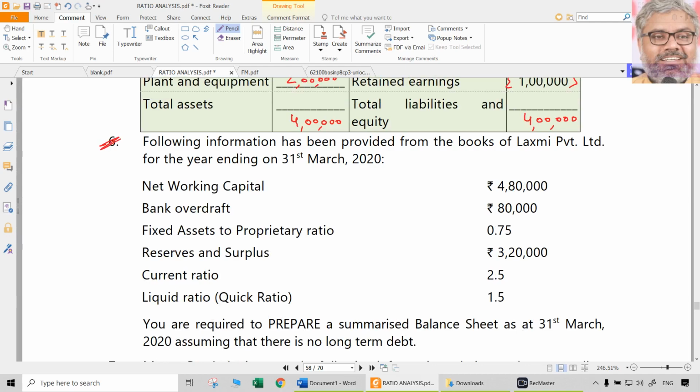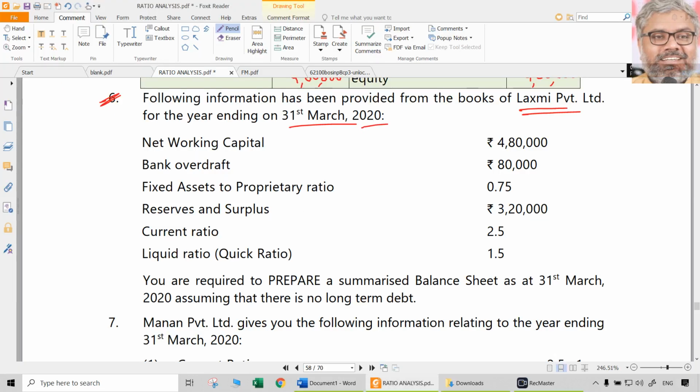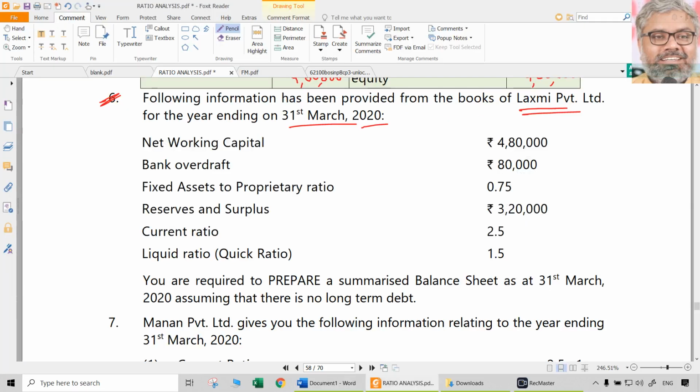Now, moving on to question number 6. The following information has been provided from the books of Lakshmi Private Limited for the year ending 31st March 2020. Net working capital is 4,80,000. Once again, net working capital means current assets minus current liabilities is equal to 4,80,000. Then bank overdraft is 80,000.